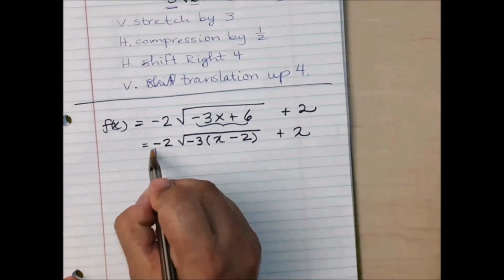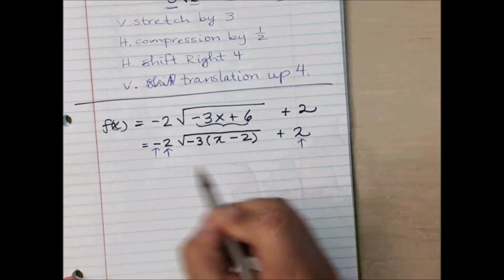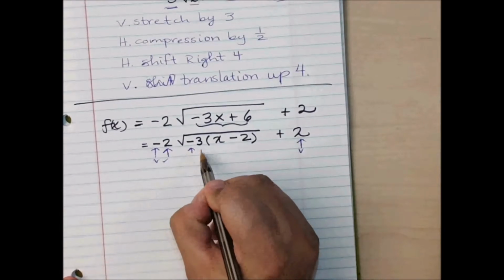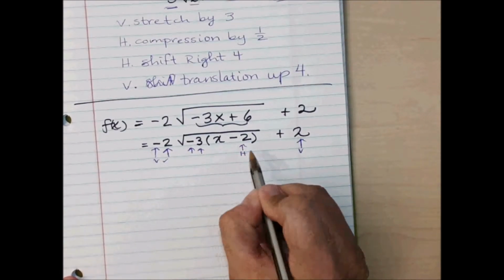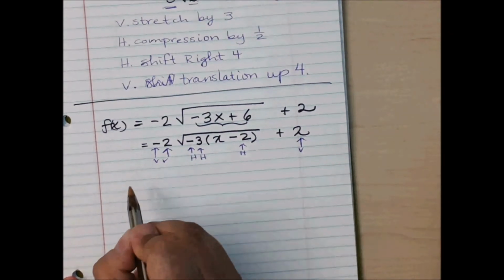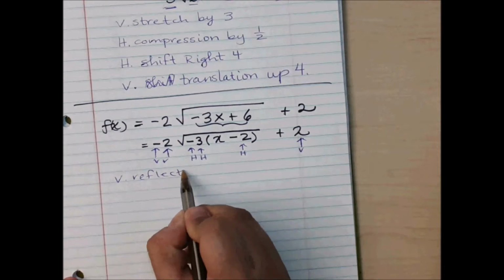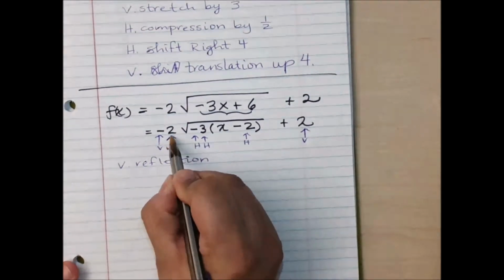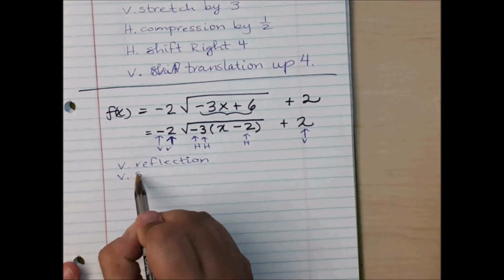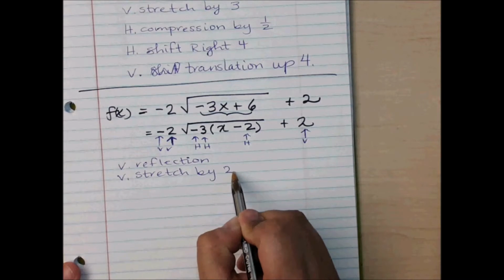Okay, so now let's describe the transformation. So starting here first, remember this, and this are all vertical, right? These are all v's for vertical. Here, here, and here are inside, so these are all horizontal. Okay, so here we go. First one is a vertical reflection, and you're done once you describe that. Now once the negative is taken care of, let's just move on to the 2. Well, the 2 is a vertical stretch by a factor of 2.